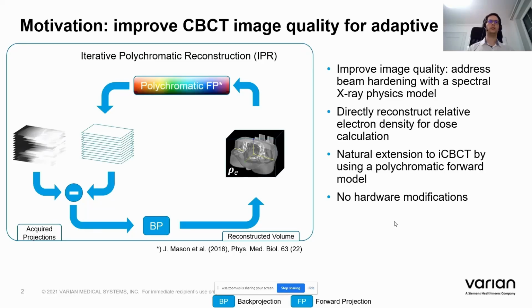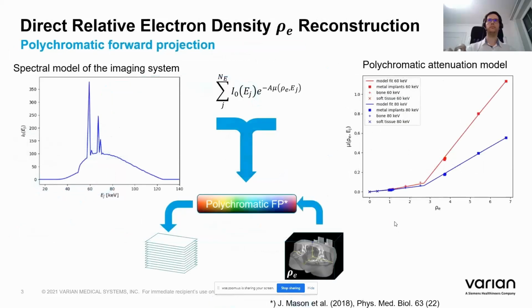To that end, we implemented a polychromatic forward projection proposed by Mason et al. into our existing iterative CBCT reconstruction, which we call the iCBCT. As such, this is a purely software solution which does not require any hardware modifications. In the next slide, let's take a closer look at the core of the polychromatic forward projection.